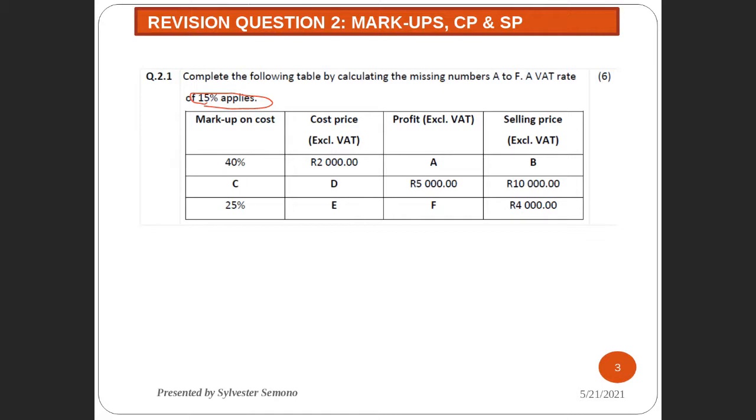And the other important thing is to check the markup. Remember I said the markup can either be on cost or on selling price. So if I were you, I'll quickly go down there and analyze the markup. Quickly on the chat there, who can analyze this markup? For example, here they say the markup is on cost and they gave the markup of 40%. Please, who can tell me how to analyze this markup of 40%? Put it on the chat for me. I'm going to wait for you.